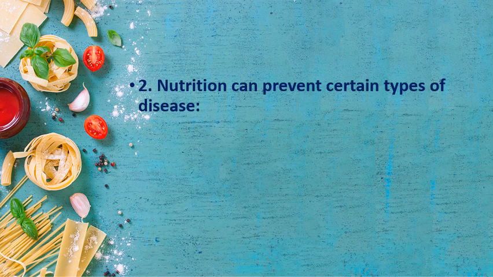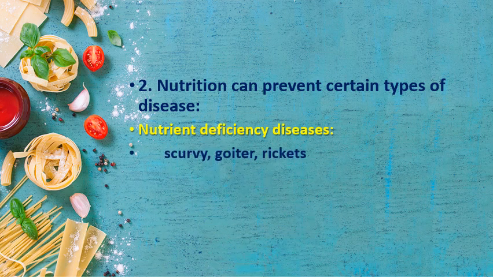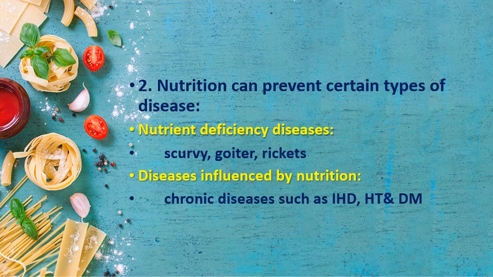Also, nutrition can prevent certain types of disease. Nutrient deficiency diseases like scurvy, which is vitamin C deficiency disease, goiter, which is iodine deficiency disease, and rickets, which is vitamin D deficiency disease. Also, diseases influenced by nutrition, like chronic diseases such as ischemic heart disease, hypertension, and diabetes mellitus.